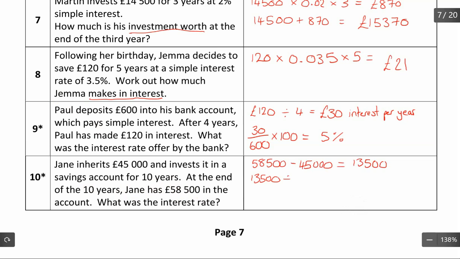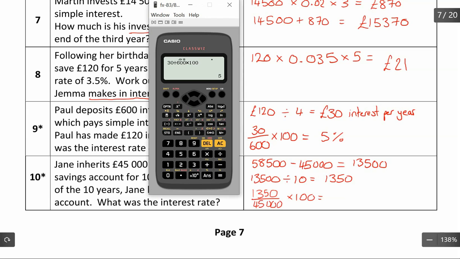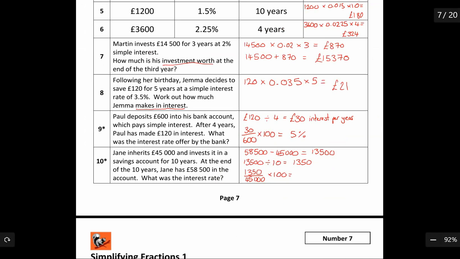13,500 divided by 10 is 1,350. What is that as a percentage of the original amount? To do that, we divide by the original amount times by 100. And we can find out that the answer was 3%.